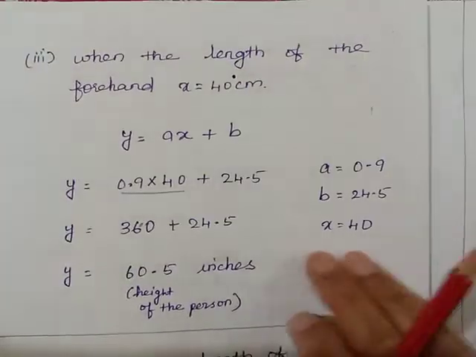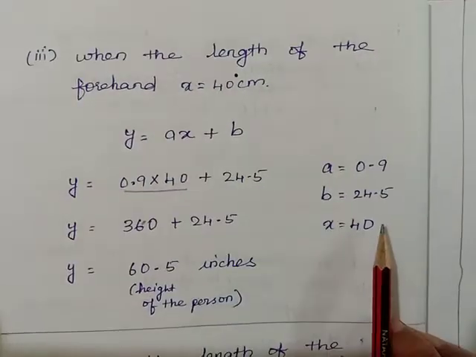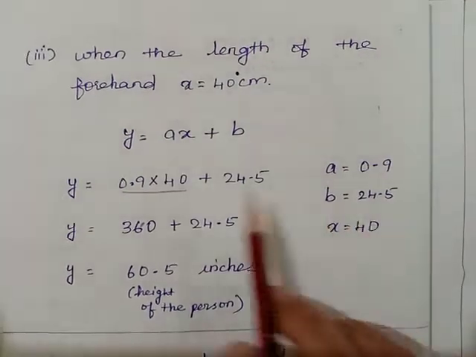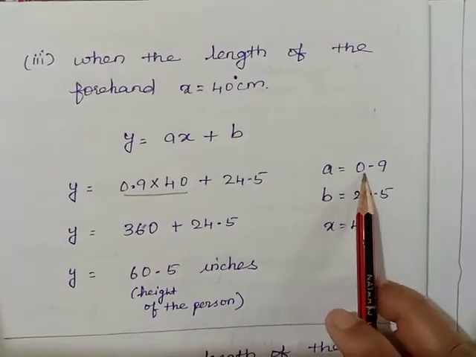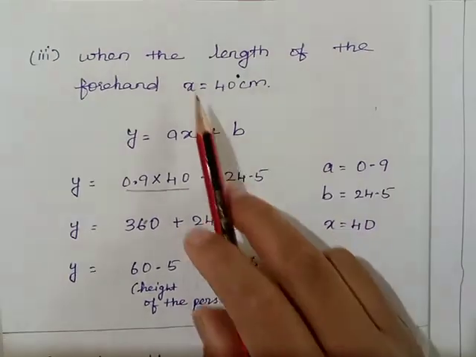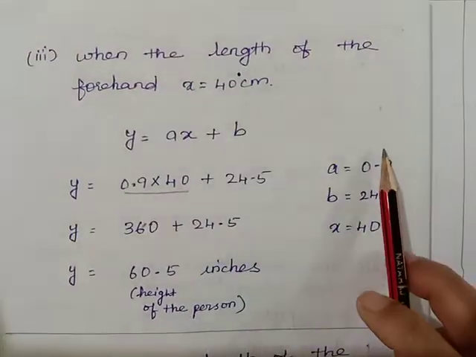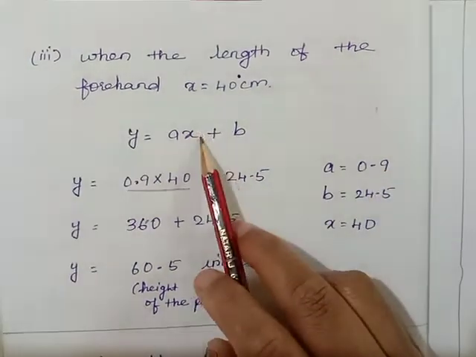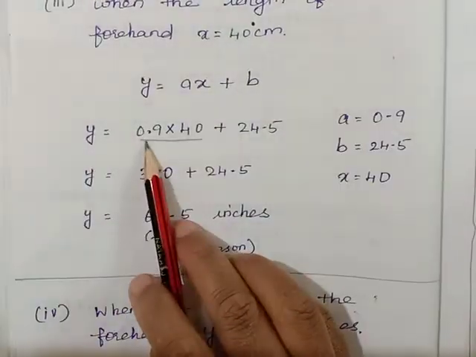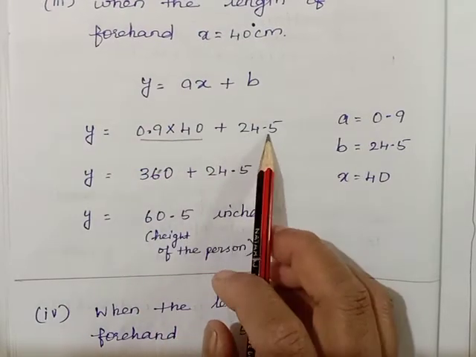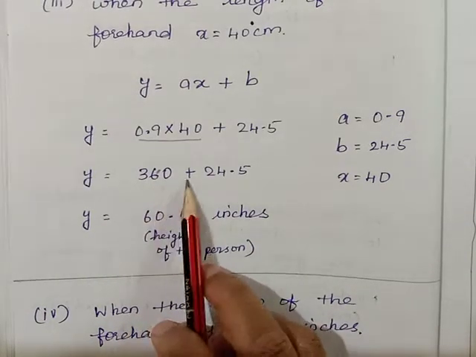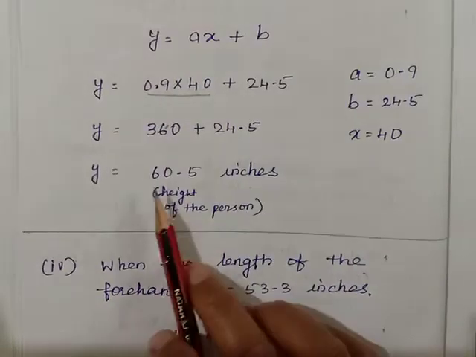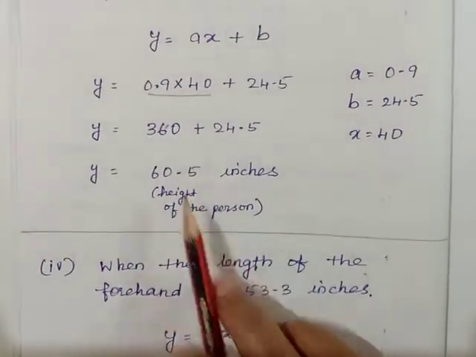Next is your third sum. When the length of the forehand x equals 40 centimeter, we have to find the value of y. The given relation is y equal to ax plus b. We know that a equals 0.9 and b equals 24.5, and the x value given in the question is 40. We'll substitute the values of a, b and x in this relation, so y equals 0.9 into 40 plus 24.5. So 0.9 into 40 is 36.0, plus 24.5 gives you 60.5. So the height of the person is 60.5.